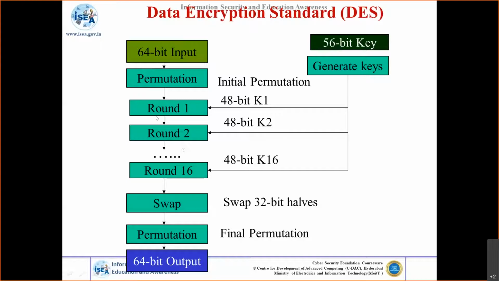Once that is done, it swaps the left 32 bits and right 32 bits and passes through the final permutation. This is how it results in a 64-bit output, which is encrypted. That is how it works.